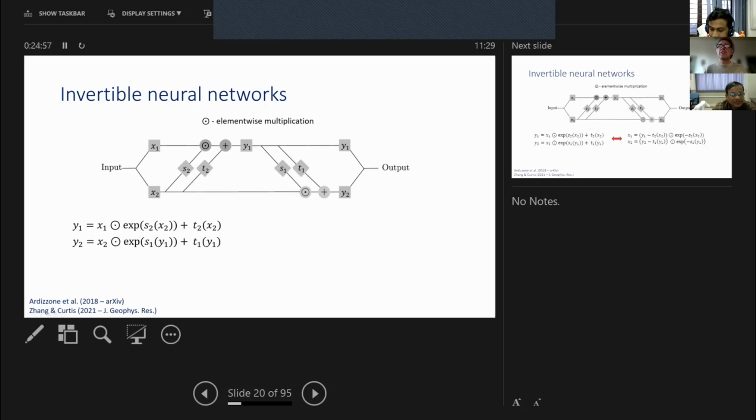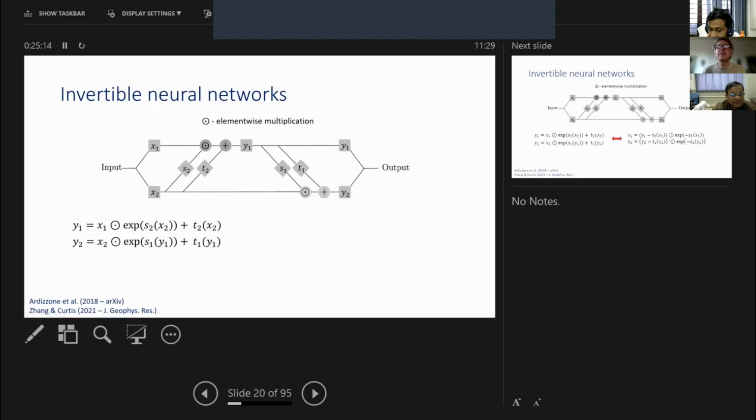And then we have the two outputs, y1 and y2, and they're just concatenated, so put one above the other to give us the output vector. That's what this invertible neural network does, but why do we have this structure?